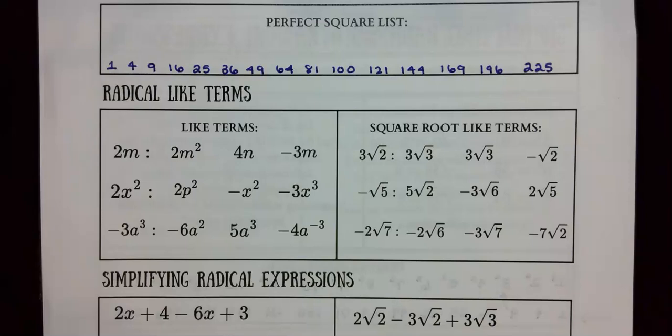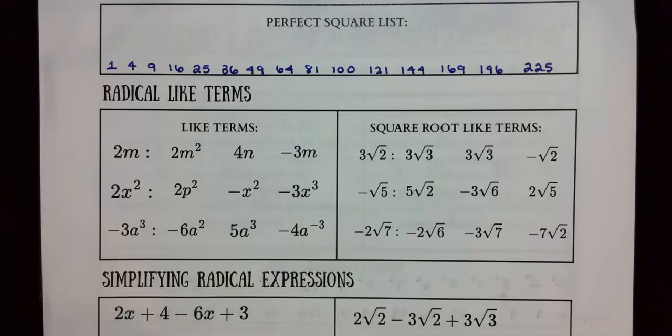Hello everybody, in this video we are going to continue our conversation about how to simplify radicals, specifically square roots. We're also going to have a conversation about like terms, because just like we can add and subtract like terms that have x's and exponents, we can actually do the same thing with square roots, but we need to know what is considered a like term so we can simplify radical expressions.